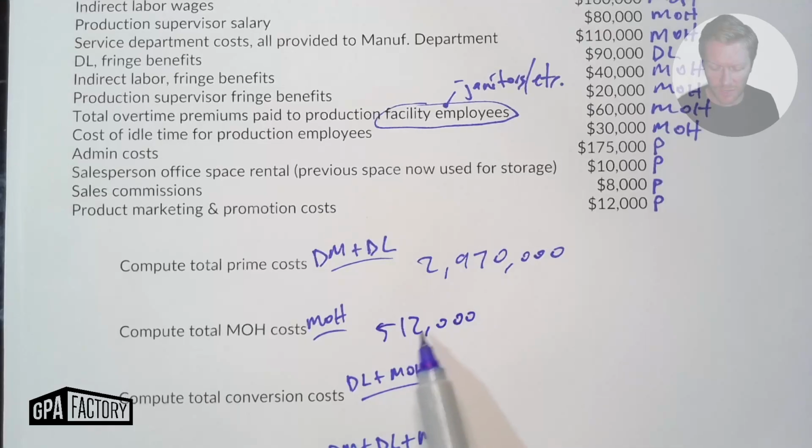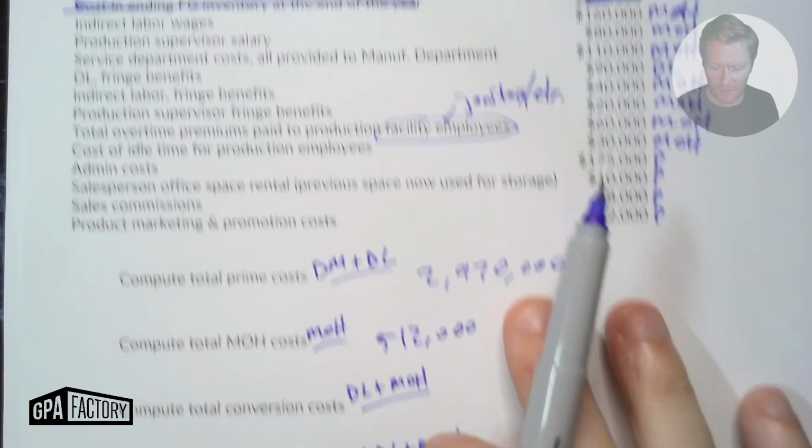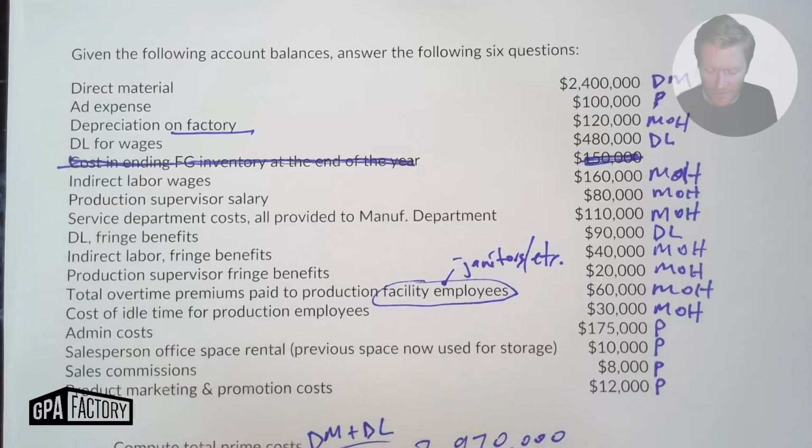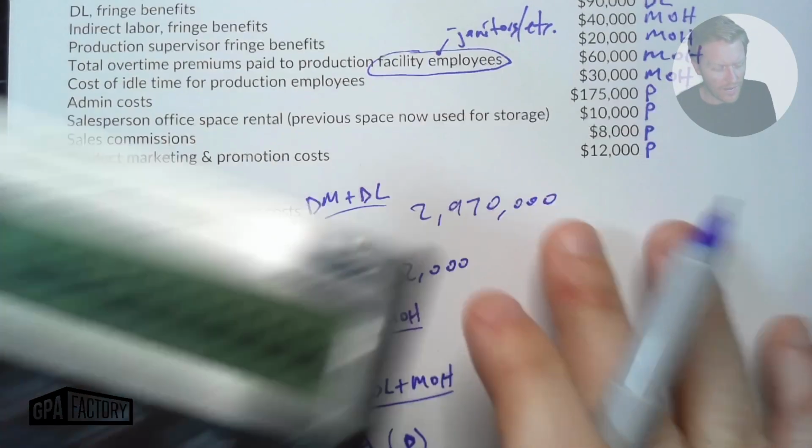Total conversion cost, we're going to take that 512 and add direct labor to it. We got 512 still in the calculator. We're going to add 480,000 and 90,000. We get 1,082,000.